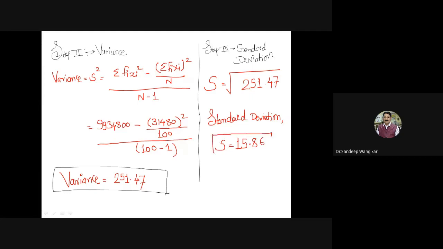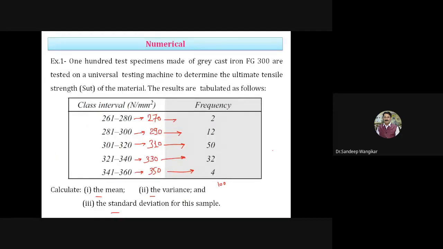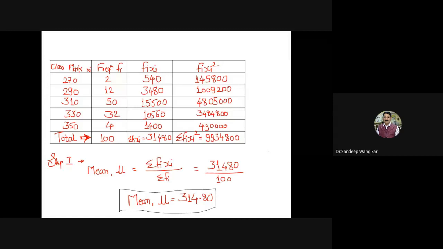And whatever, you can give a unit also. So see, whatever type of data is given, from the basic data we have to calculate the mean, the variance, and the standard deviation. As the class intervals are given and we cannot apply the formulas for intervals, I have taken the class marks 270, 290, 310, 330, and 350. These are the means of the class intervals given.